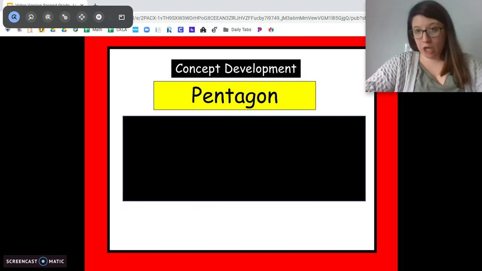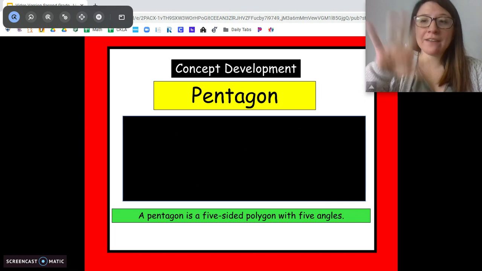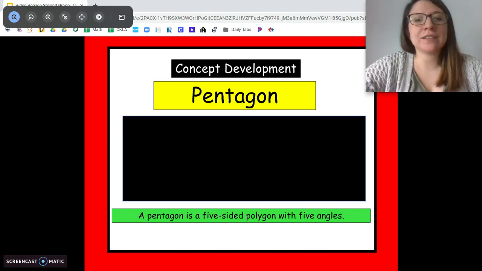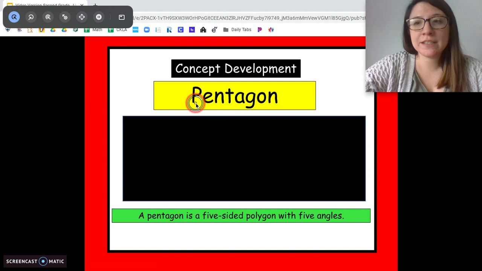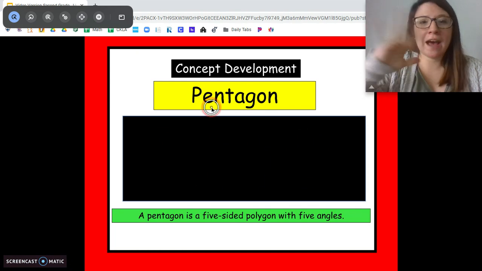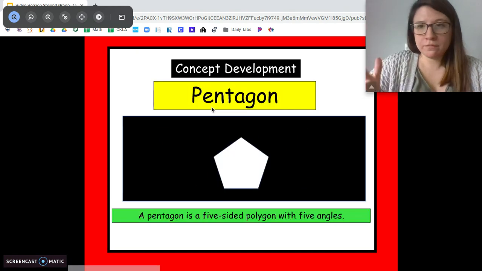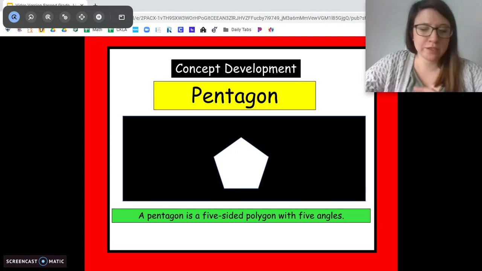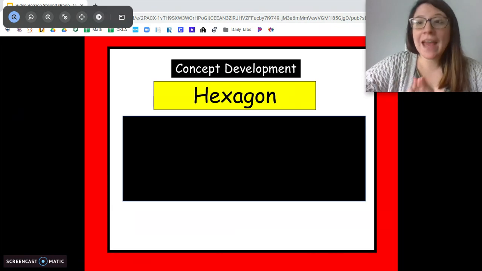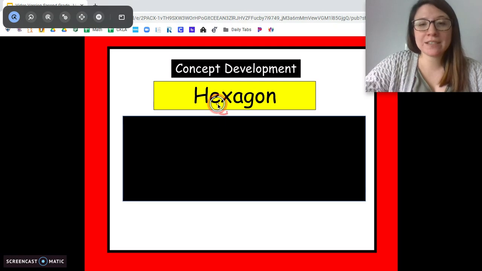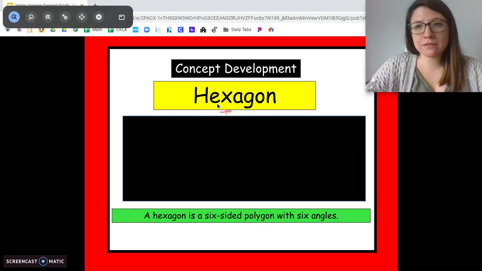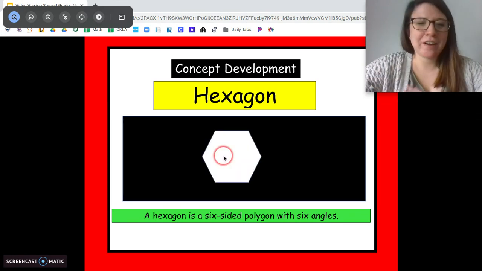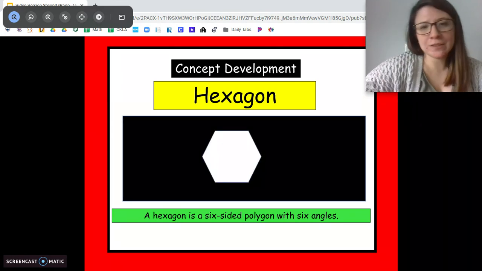A pentagon has 5 sides and 5 angles. Again, this beginning here, this prefix means 5. 5 sides, 5 angles, all closed shapes. You should be noticing that too. Last of all, we have a hexagon. This prefix hex means 6. How many sides? How many angles? Our hexagons have 6 sides, 6 angles.